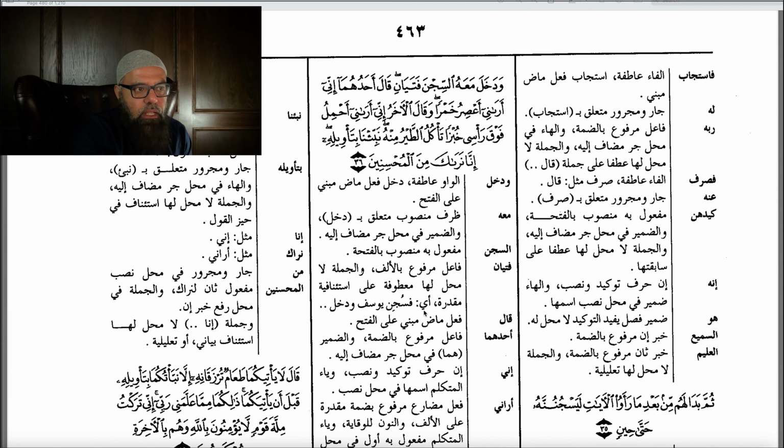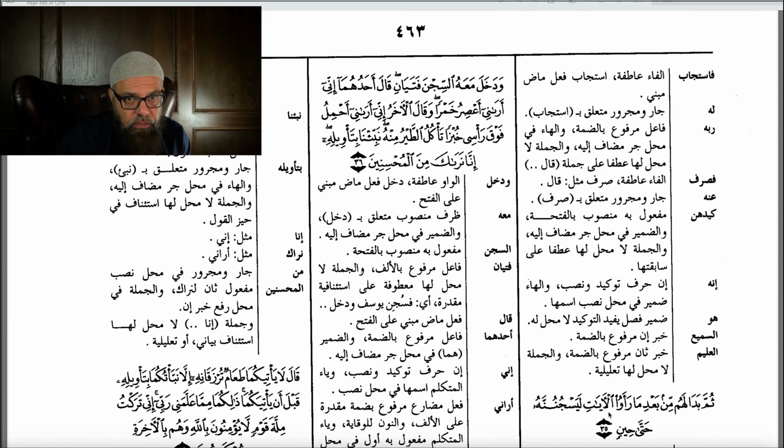مقدرة means assumed. So which means it's not معطوف on ثم بدا لهم من بعد ما والآيات. It's not معطوف on that because the conditions of atf of jumal are not being met. In order for atf of sentences to occur, the two sentences need to be somewhat related but not too related. In other words, they have to be united in the file.